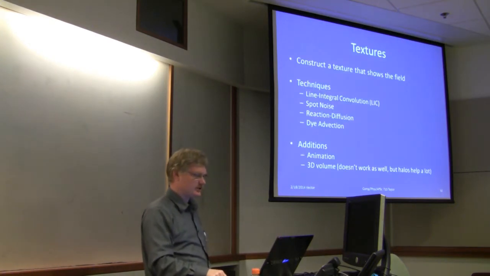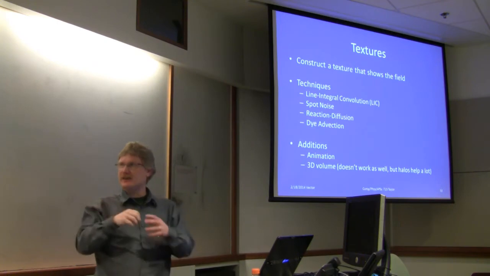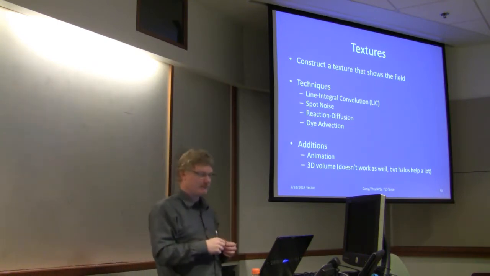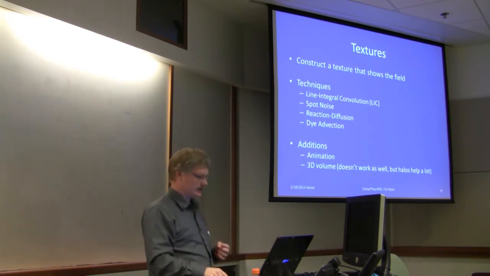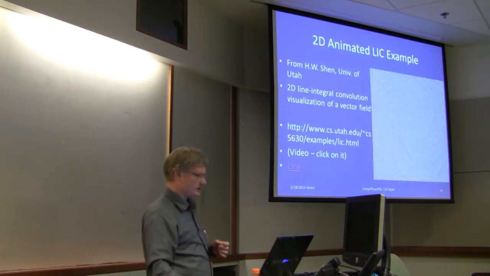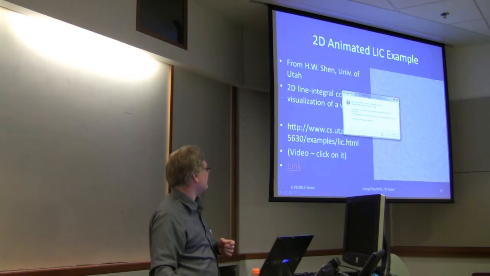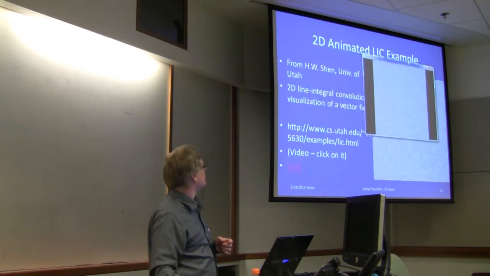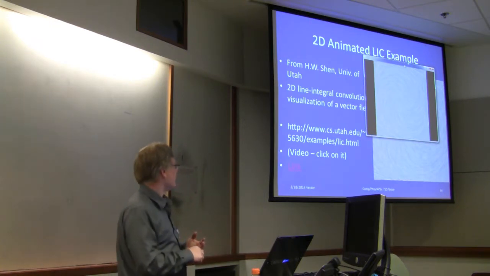All right, textures. The idea here is to make a texture that by its very construction shows the flow that's going on in the field. We're going to see several different techniques to do this. The first is linear convolution, and my animation almost works here. We're going to talk about what linear convolution is in a second, so actually I'll do it now.